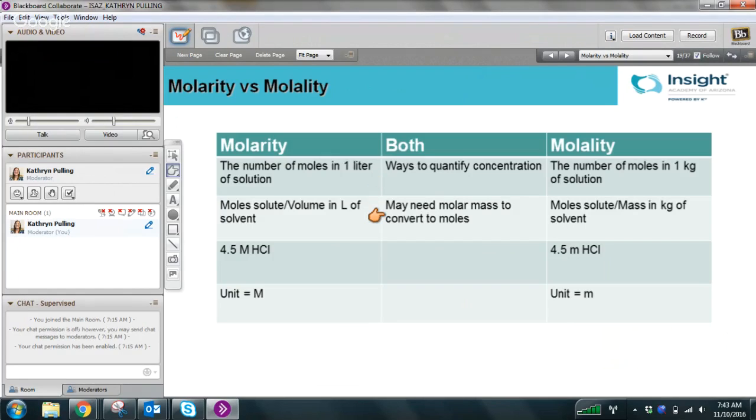Another thing that you may have to do with these is convert your masses to moles, because if you notice, both of them are moles per something. So just as a quick review, for example, if you needed to figure out the molarity or molality of how much carbon dioxide is dissolved in soda pop, we've got carbon dioxide, CO2.